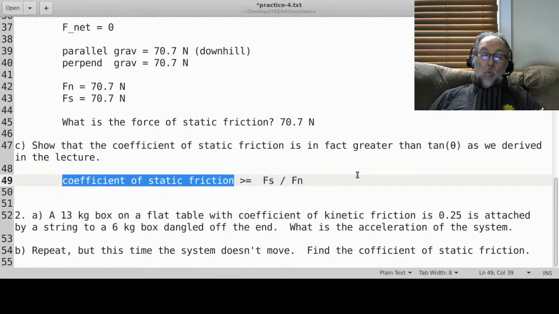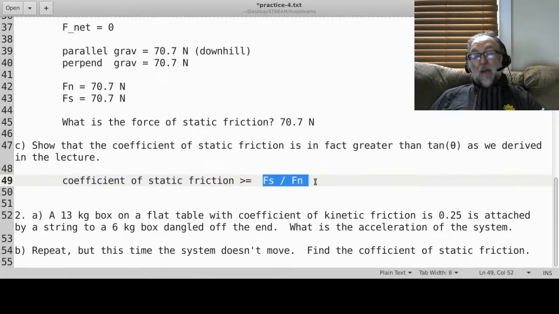I can only tell you what it can't be smaller than. It has to be bigger than this ratio here, but it can't be smaller than that ratio. If it's smaller than that ratio, then the box is going to slip and you don't have static friction. If it's bigger, then you're okay. Now, how much bigger, I can't say, but it's got to be bigger. Now, what is that value?